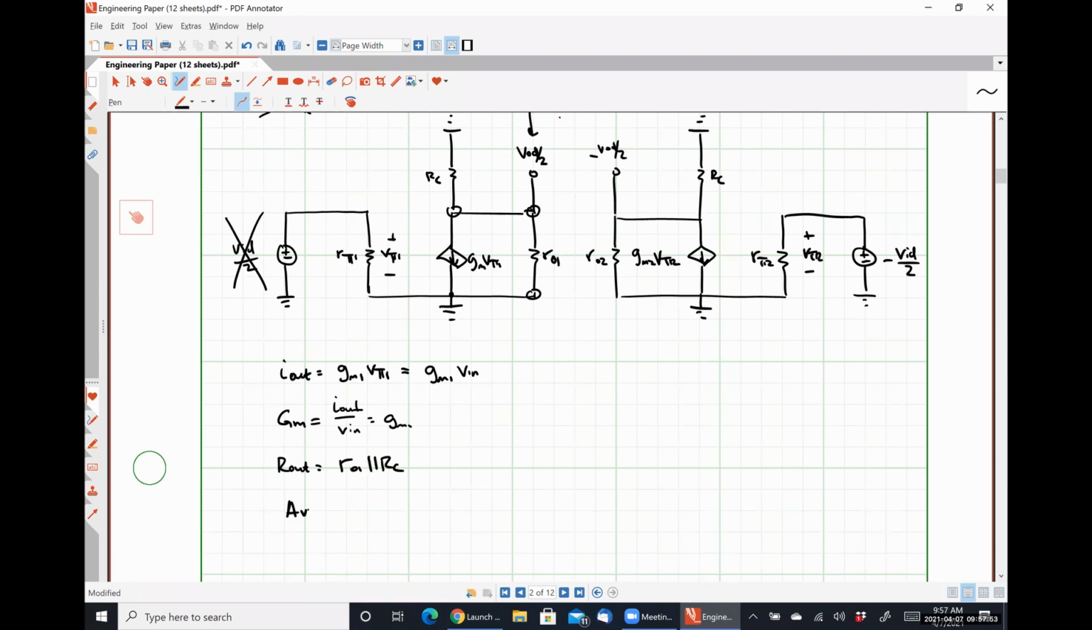From this, our differential voltage gain, AVD, which is going to be the ratio of VOD over 2 divided by VID over 2. That's my output voltage divided by my input voltage. So those over 2's cancel each other out, by the way, meaning that this is representative of the full differential signals, is negative GM1 R01 in parallel with RC.